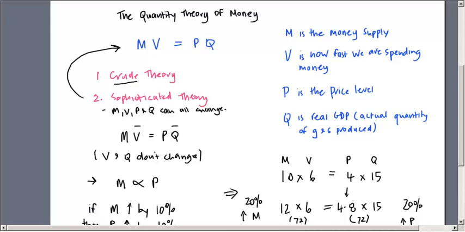So that's the sophisticated theory, and you just need to be able to talk about what might be the case when all those 4 elements are going to change. So there you are, the crude theory and the sophisticated theory, both of which you need to understand for the exam. Okay, good luck with that.